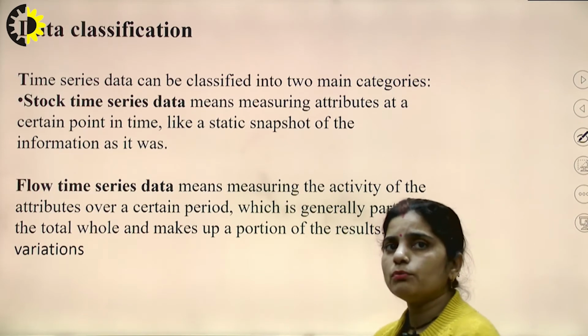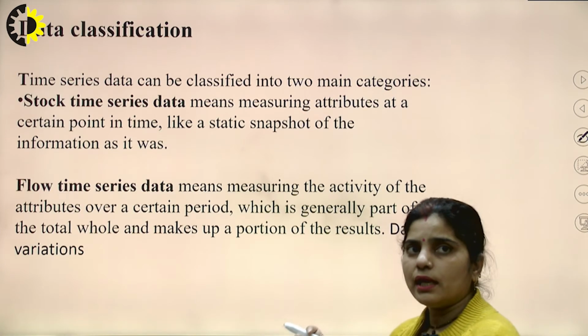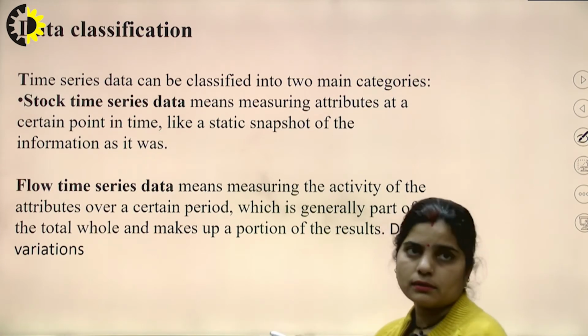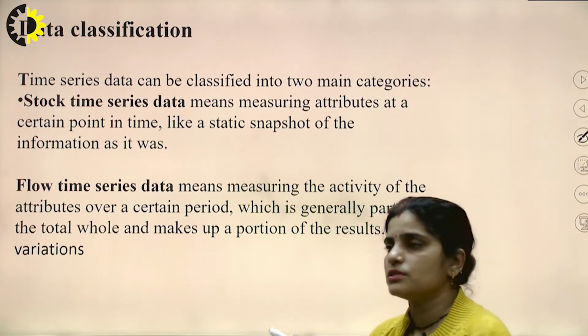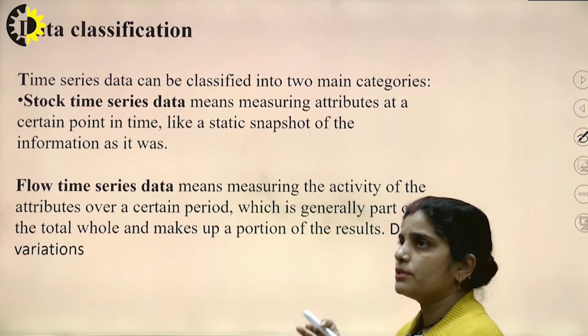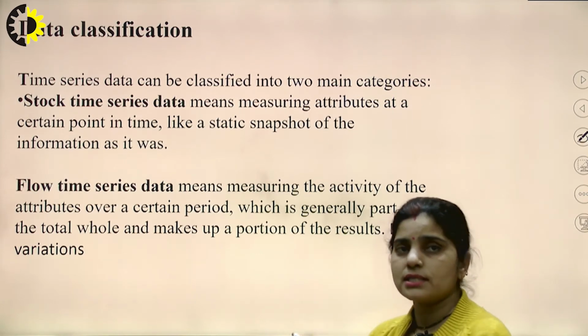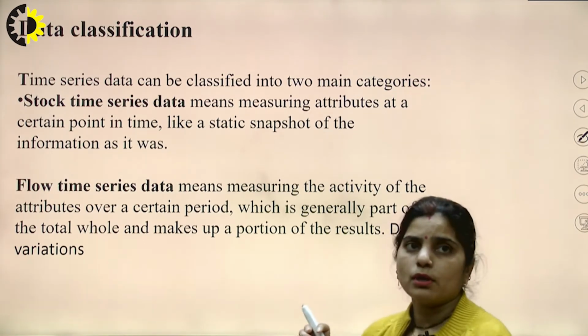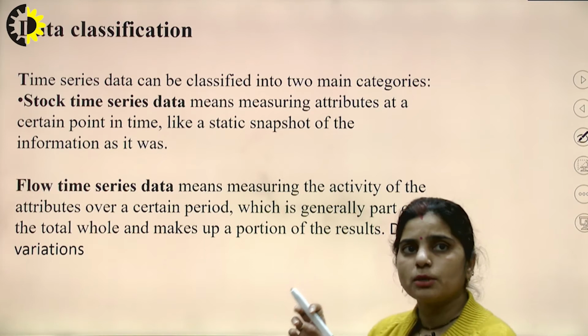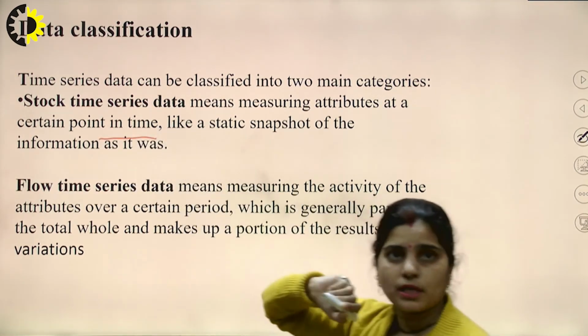Whenever we are going to measure the attributes at a certain point of time, then that data comes under the stock time series data. For example, if you are going to measure how many students come into the class at 9 o'clock, so we are going to measure the attributes at a certain point of time. So, this kind of data comes under the stock time series data.